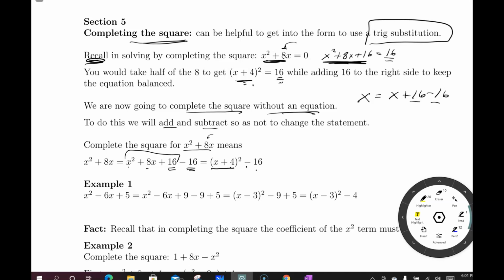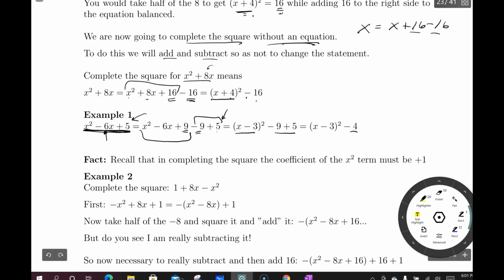Let's do it again. If I've got this and I want to complete the square, this 5, I'm just carrying along at the end. It's not part of me completing the square. I'm going to take half of my negative 6, which is a negative 3, and square it. So I'm going to add and subtract my 9. These 3 things here give me (x minus 3) squared. Then I'm going to have this subtract 9 and plus 5, and that's going to give me a negative 4 at the end. Okay, so that's completing the square without an equation.